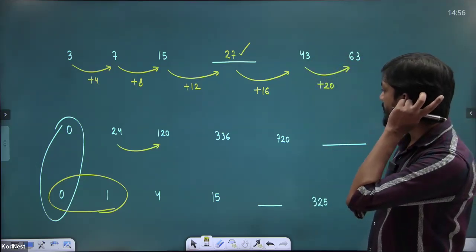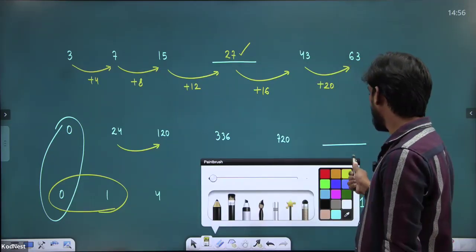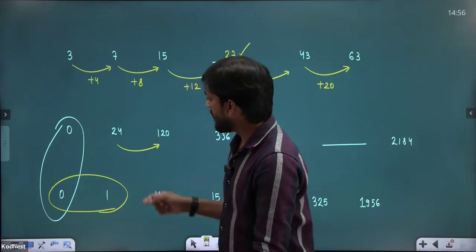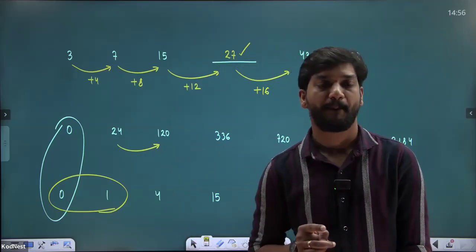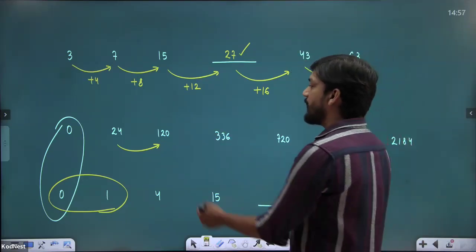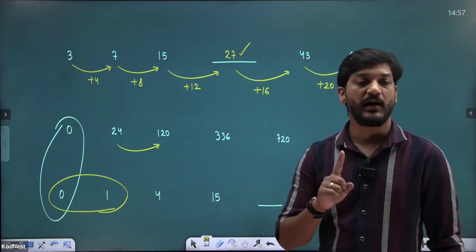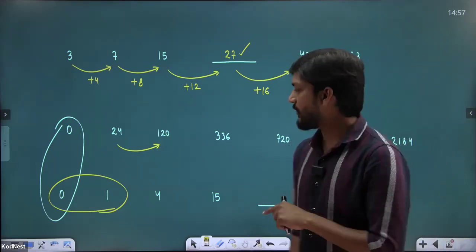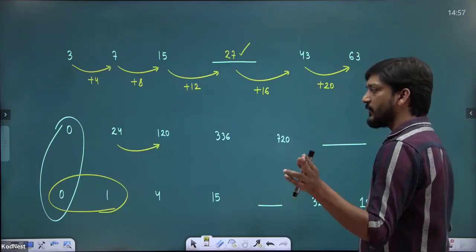All right. So think now very carefully. Do we have a square or cube close to 24? Okay, 5 square and 3 cube. Okay. Do we have a square or cube close to 120? Square and cube. 11 and 5. 11 square 121 and 5 cube that is 125. Okay. Try to observe square and cube separately.